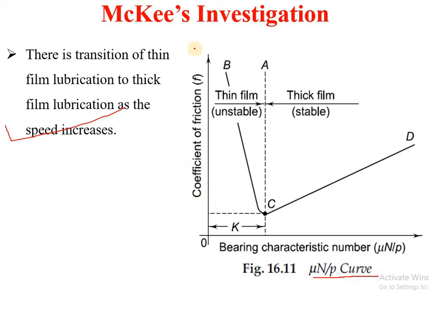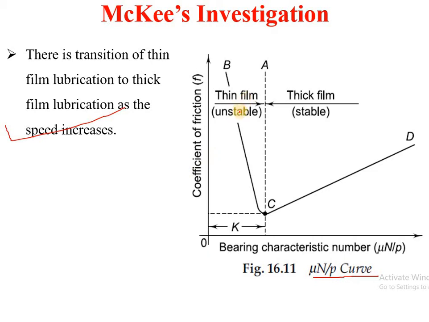Two brothers investigated thick film and thin film lubrication in hydrodynamic conditions. On the x-axis there is the bearing characteristic number, a dimensionless group of parameters. The y-axis consists of the coefficient of friction, which is given by the tangential frictional force to the radial load acting on the bearing.